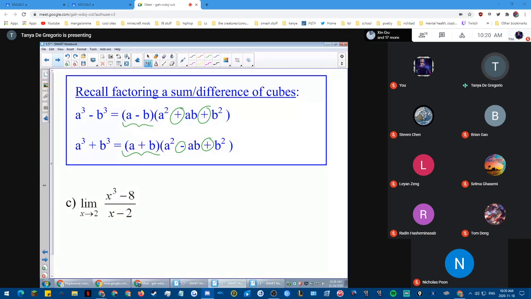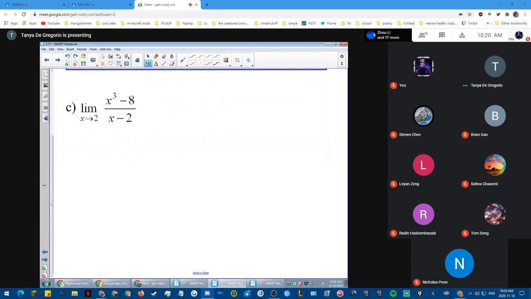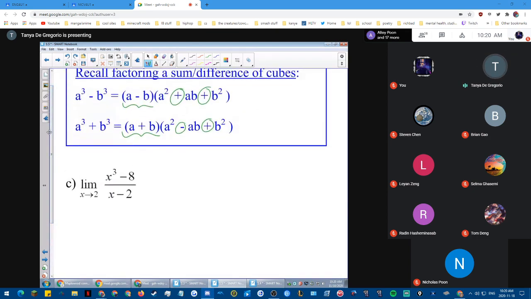So let's do an example. I have x cubed minus 8 over x minus 2. I want to find the limit as x approaches 2. So can I sub in 2? I cannot sub in 2. And so I need to factor.